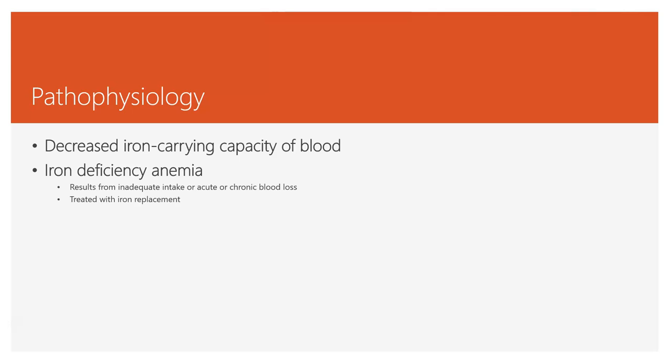Iron deficiency anemia decreases oxygen carrying capacity because of the low hemoglobin concentration due to reduced red blood cell production or the lack of adequate iron intake, poor absorption of iron by the body, or lead poisoning. So iron deficiency anemia results from inadequate intake or acute or chronic blood loss, and it is treated with an iron replacement.